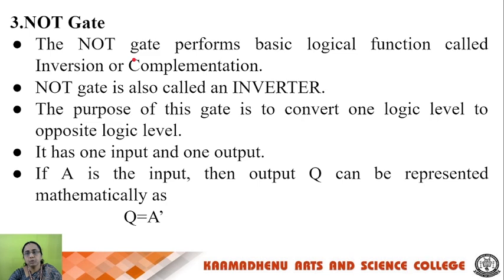Next one is NOT gate. The NOT gate performs the basic logic function called inversion or complementation. The NOT gate is also called an inverter. The purpose of this gate is to convert one logic level to the opposite logic level. It has one input and one output. If A is an input, then the output Q can be represented as Q equal to A dash, because the NOT gate performs the complement operation. So Q equal to A dash.